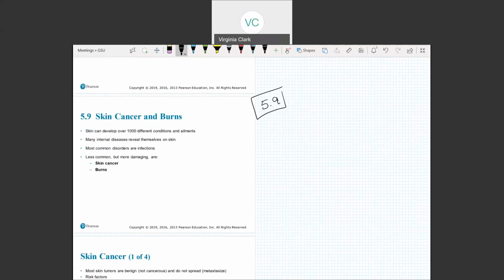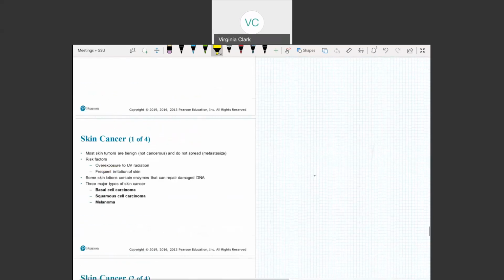There's a ton of different conditions and ailments. There are over 1,000 different things that we know can go wrong, but a lot of internal diseases reveal themselves through your skin. Like we said, it can attest to your homeostatic state. If it's on the skin, some of them are actually infectious, but some of them are not infectious but are very, very damaging, and we're going to talk through skin cancer and we're going to talk through burns.